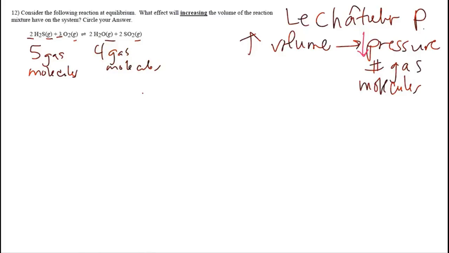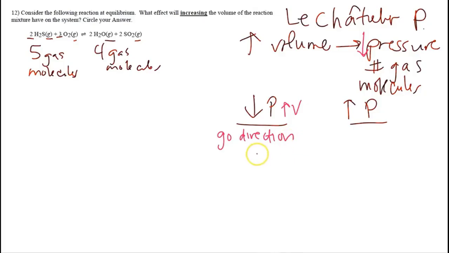So if I increase volume and decrease pressure, then, let me make sure I write this here, decrease in pressure and increase in pressure. Just so we have everything separated. When I have a decrease in pressure, I'm going to have an increase in volume, just like we see in this scenario. And so the equilibrium or the system is going to go in the direction with more molecules.